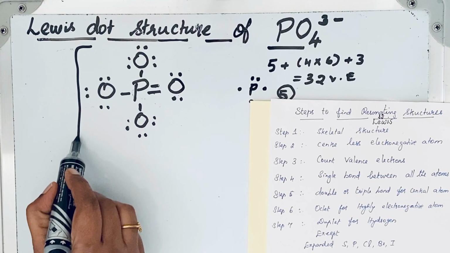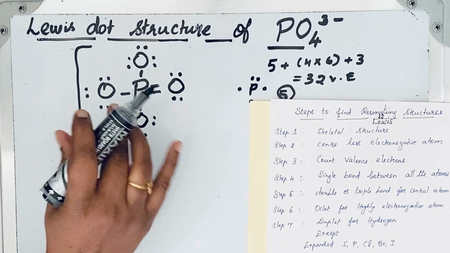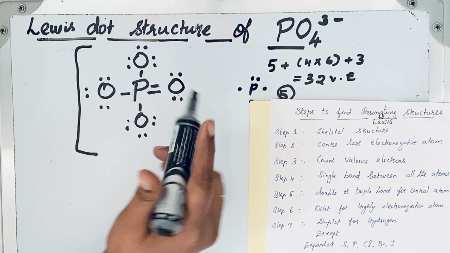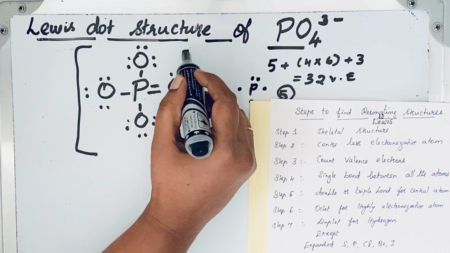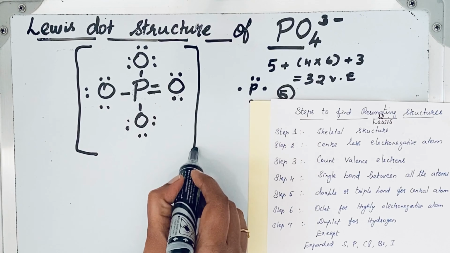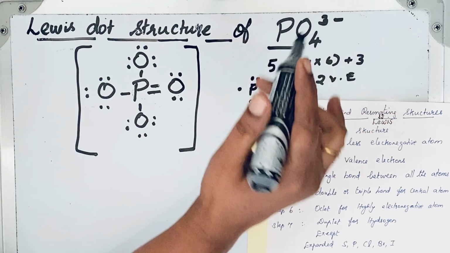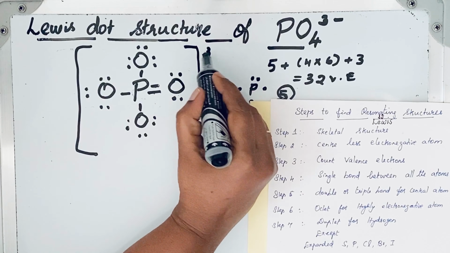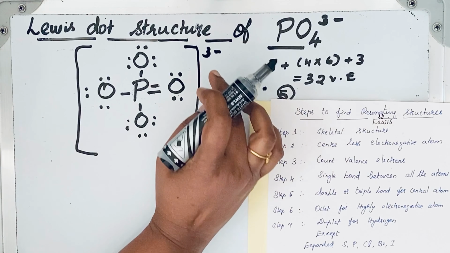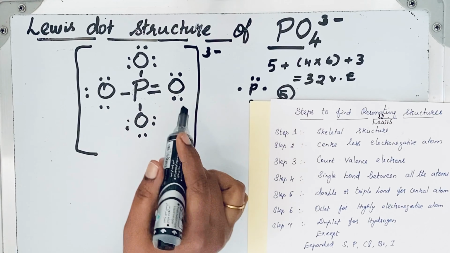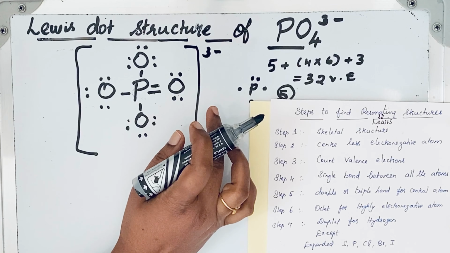But this is a polyatomic ion. Whenever cations, anions or polyatomic ions are present, we should write the structure enclosed in brackets, and the charge, here 3 minus, you should write at the topmost right side. So this is the Lewis dot structure of the phosphate ion.